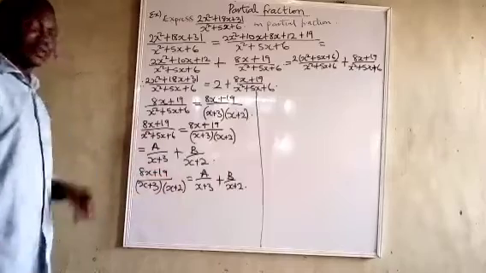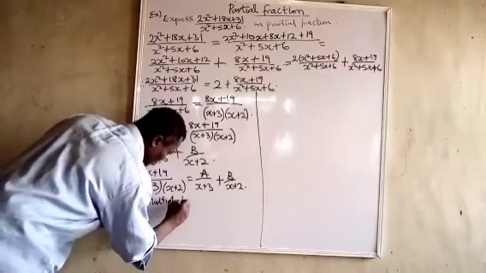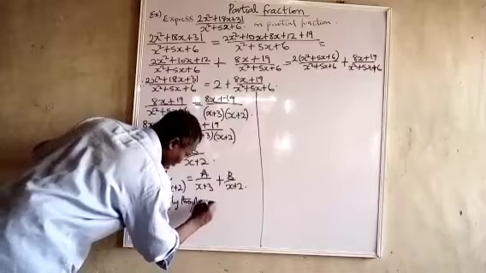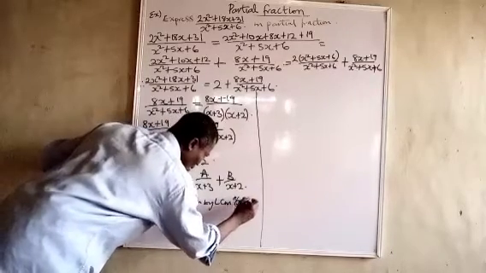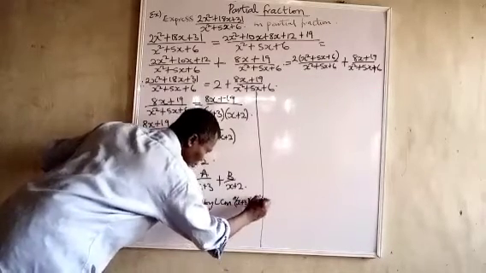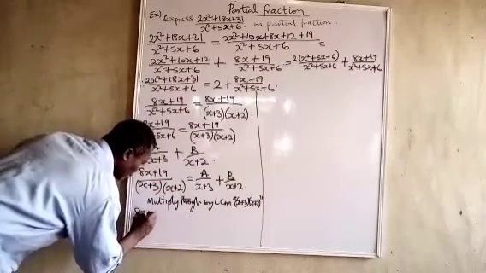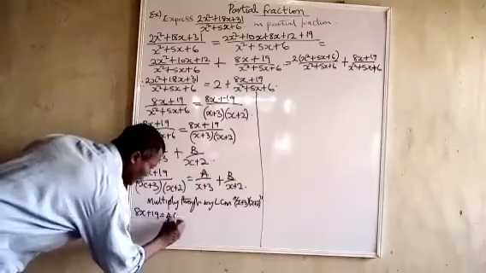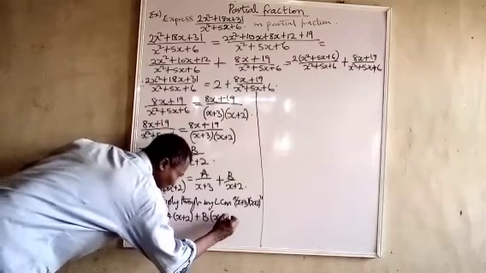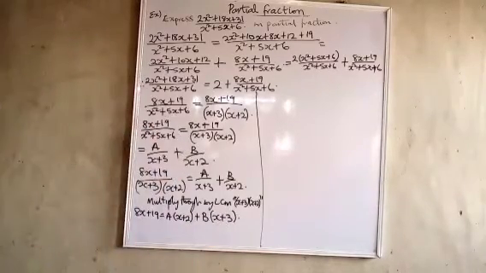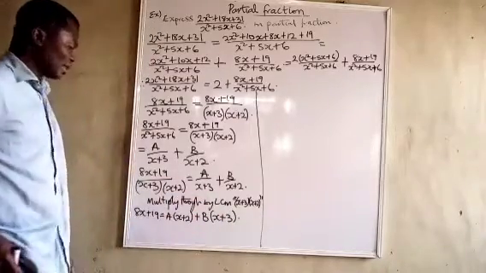So let's multiply through by the LCM, x plus 3, x plus 2. That's the LCM. So what does that give us? It gives us 8x plus 19 is equal to a into x plus 2 plus b into x plus 3. Now, just like the other way, you can expand or you can try to equate either of the factors to be 0.